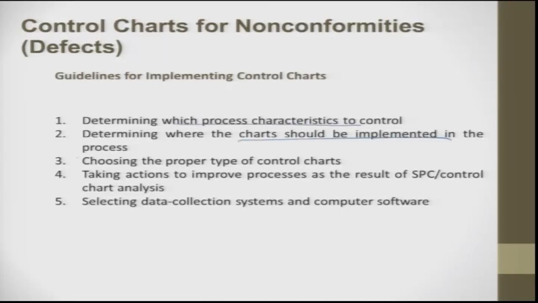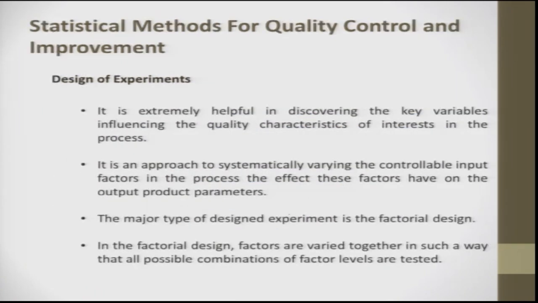So, generally what happens, we try to take the characteristics of a feature or of a product, whatever it is. It has to be a controllable feature and there has to be a proper device to measure the deviation. Okay. Determine whether the chart should be implemented in the process. Choosing the proper type of the control chart is very important. Taking action to improve the process as a result of SPC is done, then start collecting the data and analyzing the data through the software.